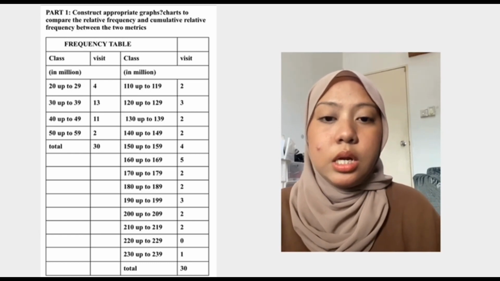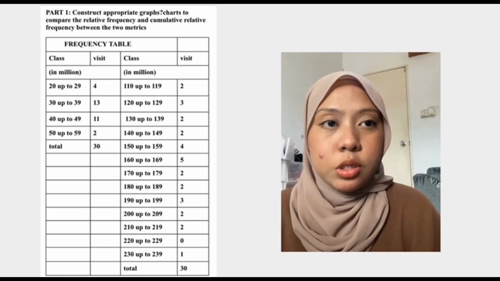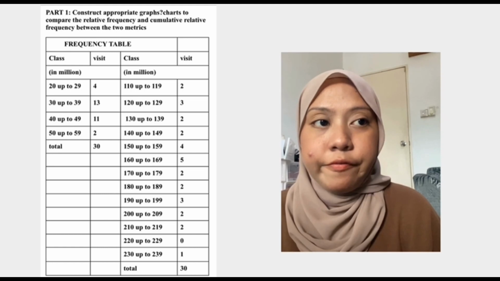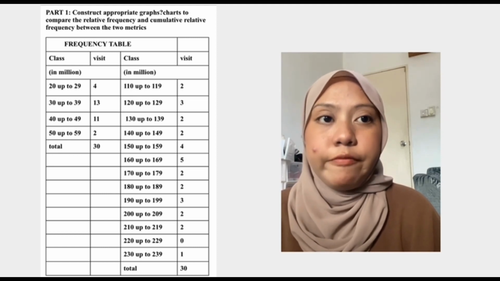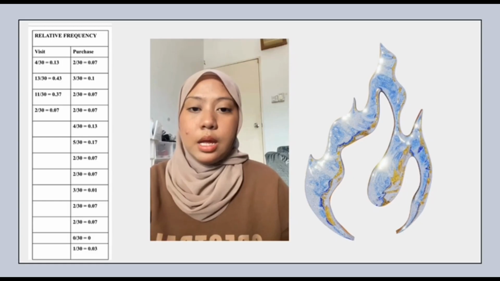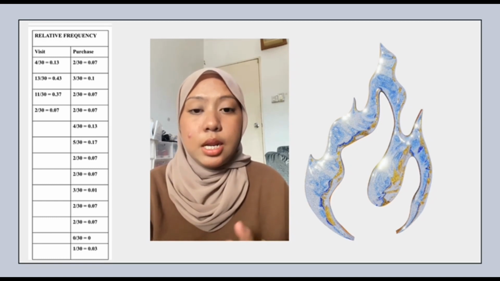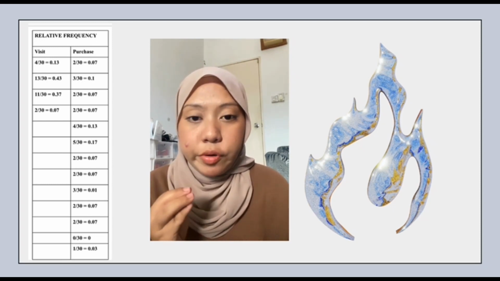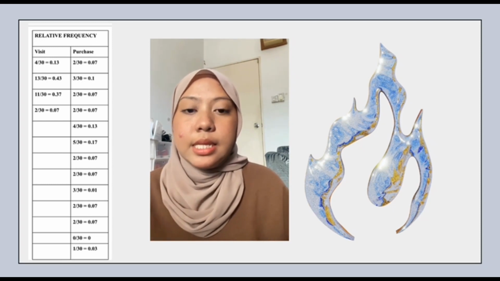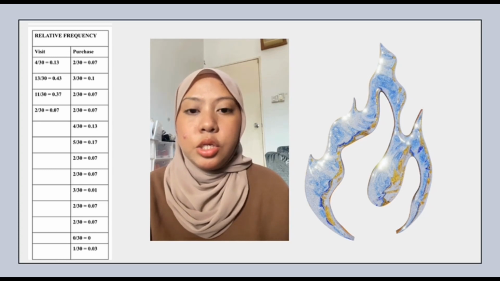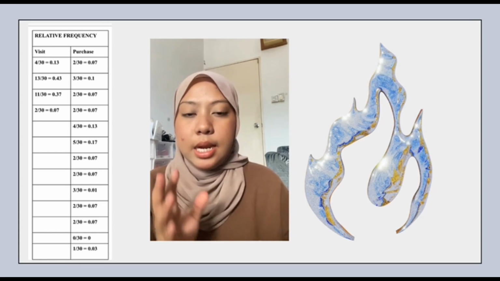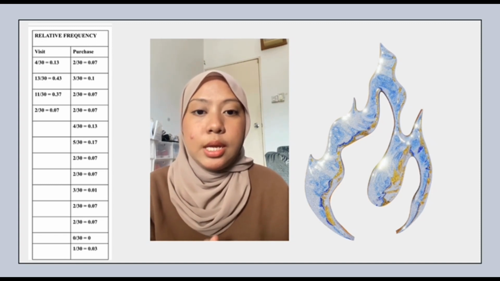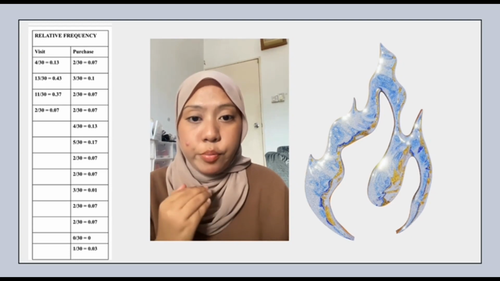Today I will present part 1, which is to construct an appropriate graph or chart to compare the relative frequency and cumulative relative frequency between the two methods. As you can see, this is the relative frequency table. So how do we get a relative frequency table, for visit and purchase? You can use the formula: class frequency divided by the total number of observations. So you can get the answer when you use this formula.